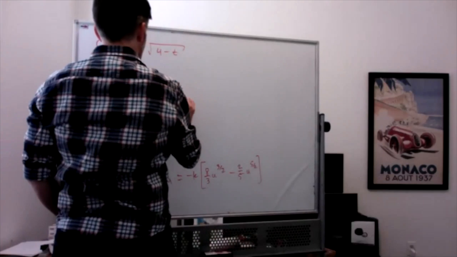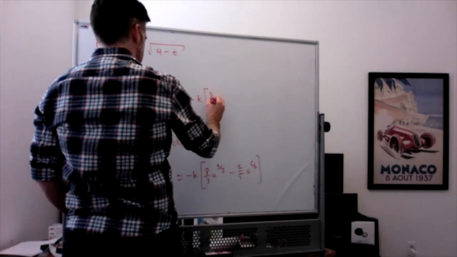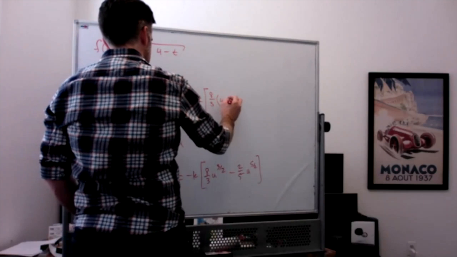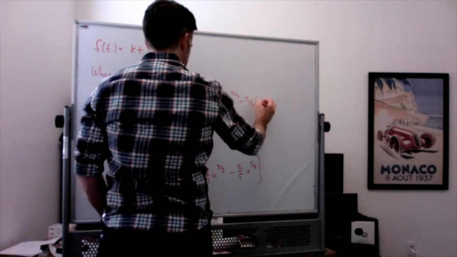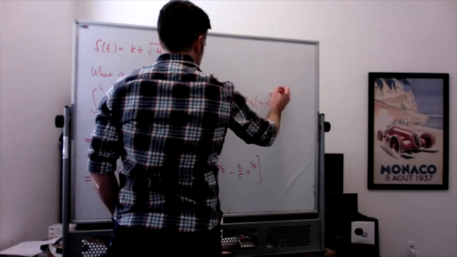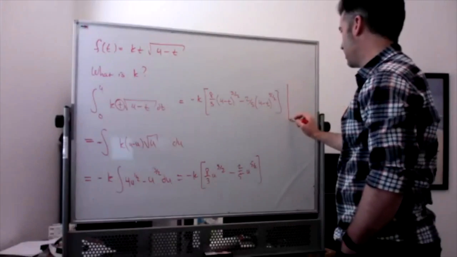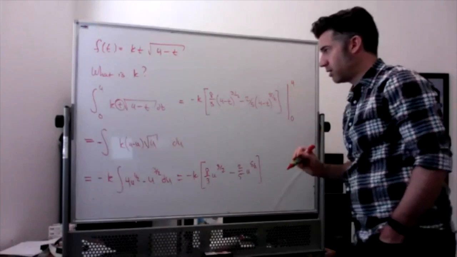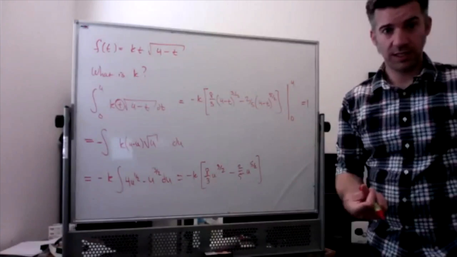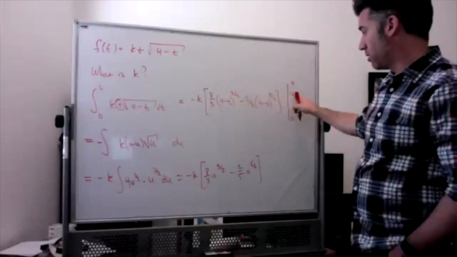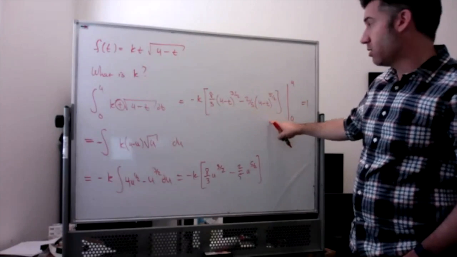This is going to equal negative k times 8/3 (4 minus t) to the 3/2 minus 2/5 (4 minus t) to the 5/2. There is a good reason for doing this. And then I'm going to integrate that from 0 to 4, and then set that equal to 1. Hopefully you can all see that when I plug in the 4, I'm going to get 0. Right? 0 here, 0 here. So plugging in the 4, I get 0.